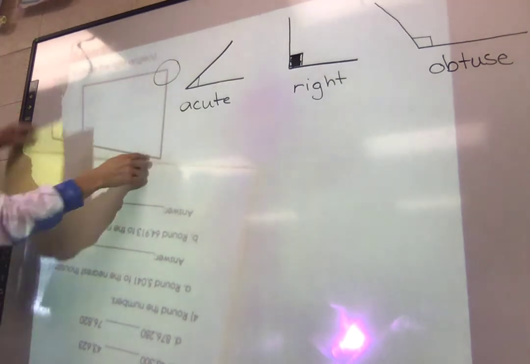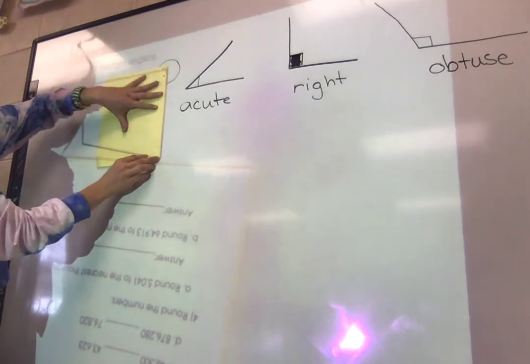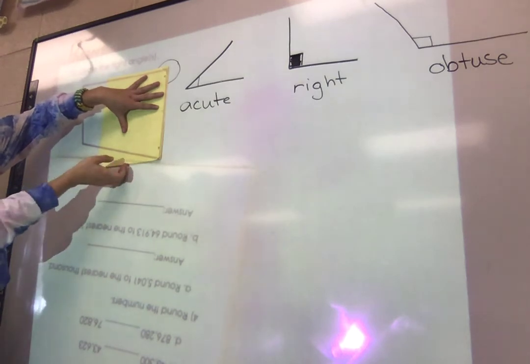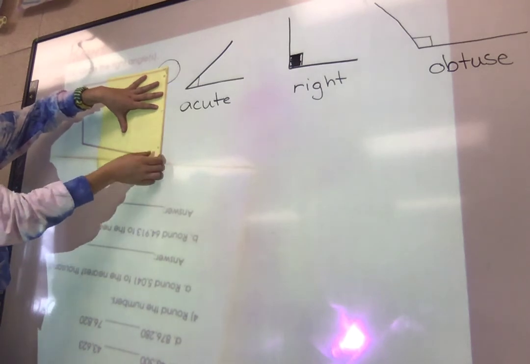Let's do this one down here. If I put my paper in my corner, does it fit perfectly? No. Is that a right angle? No. It's not a right angle.